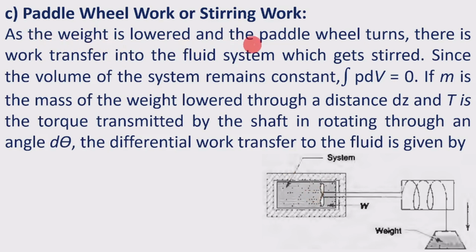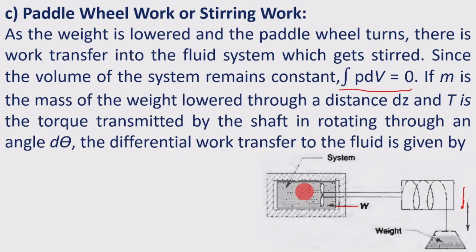As the weight is lowered here, this paddle wheel turns. There is work transfer into the fluid which gets stirred. Since the volume of the system remains constant, the ∫P dV is equal to 0. If the volume remains constant, the P dV work is equal to 0.